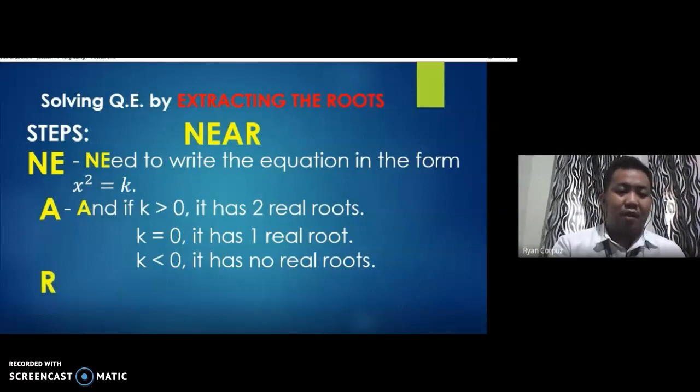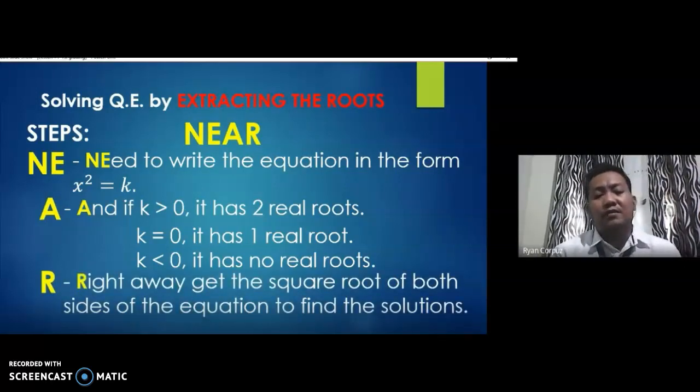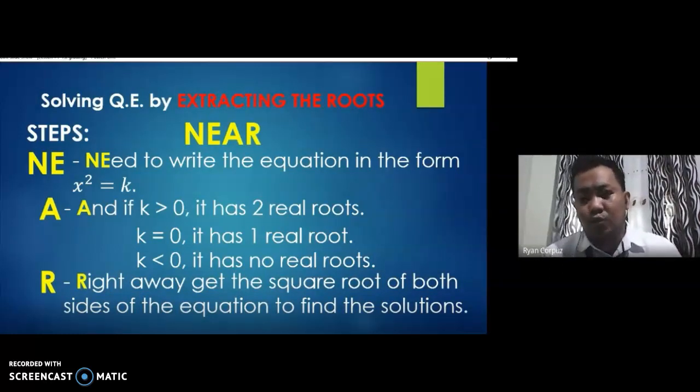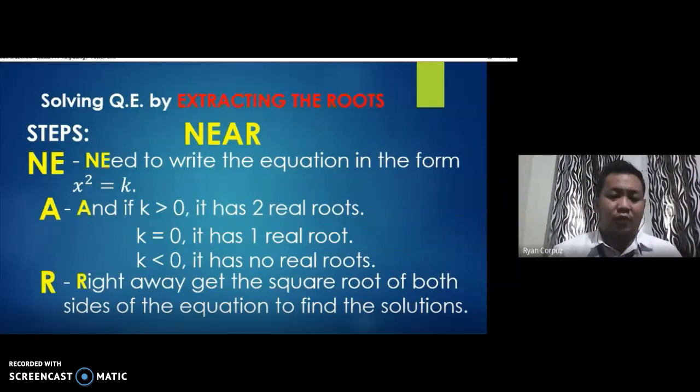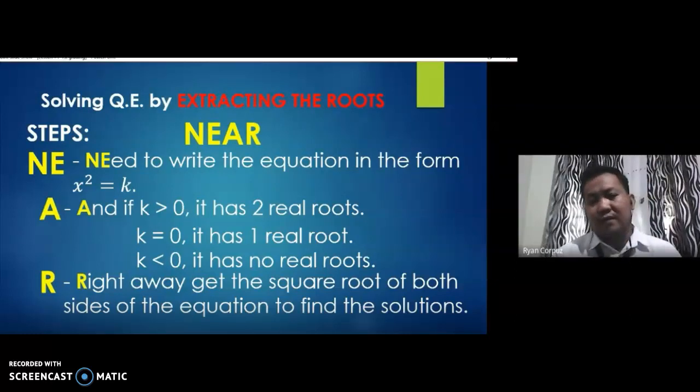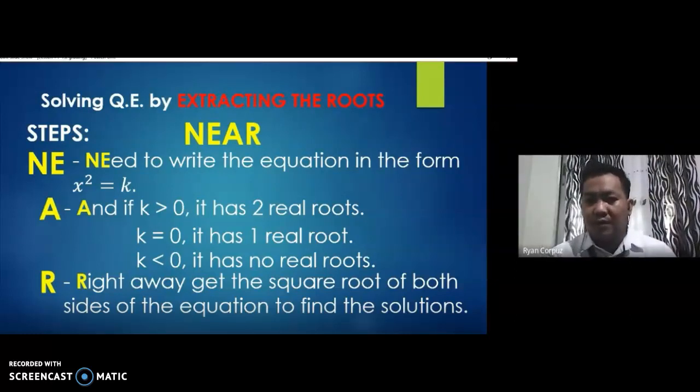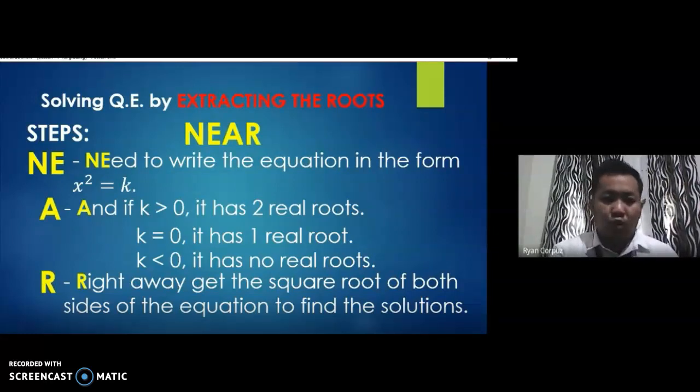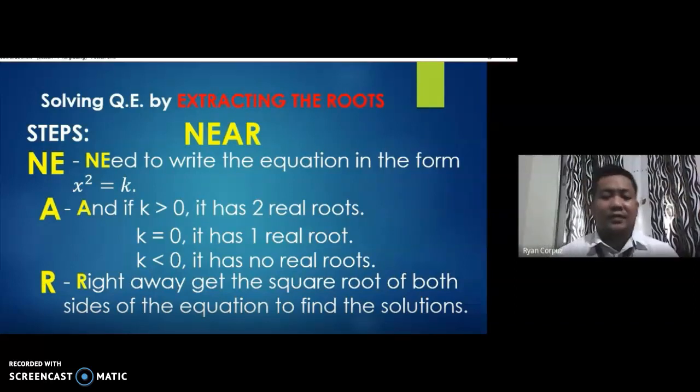And the last is R. R stands for, right away, get the square root of both sides of the equation, find the solutions. So we are just going to find the square root of both sides. Whatever you do on one side, we'll also do on the other side. If you find the square root of the left side of the equation, you are also going to find the square root of the term on the right side, because we are dealing with an equation, to apply the concept of equality.